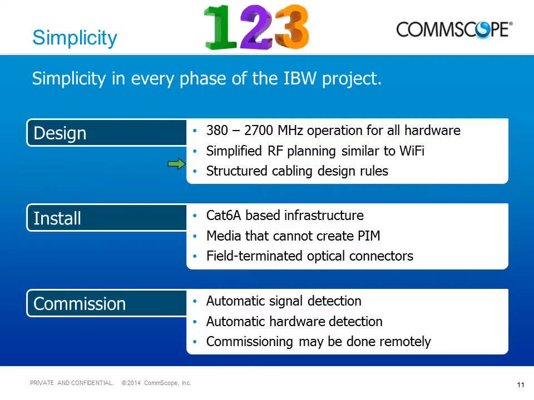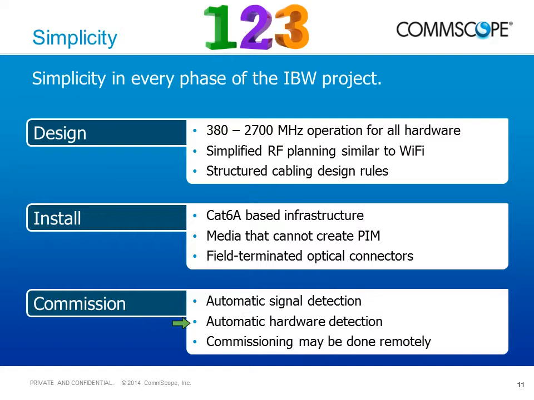Installation is easy because we can use the pool of data cable installers. And again, since we don't have any coaxial cable in the RF path, we cannot create PIM in the ION-E system. The optical LC connectors can be field terminated, which again makes for flexible and easy installation practices. Commissioning is done with automatic signal detection. We detect which signals are received by the ION-E system, and also which hardware is part of the ION-E system. And all this can be done remotely. I will address those a little bit later.